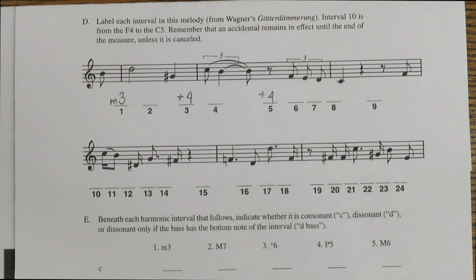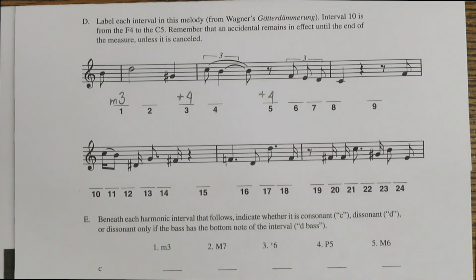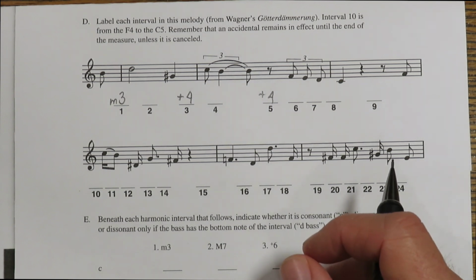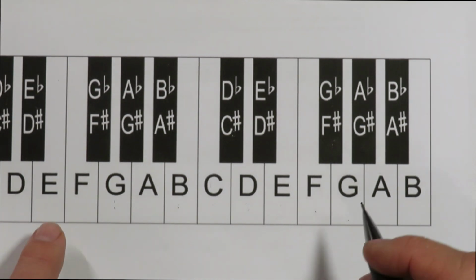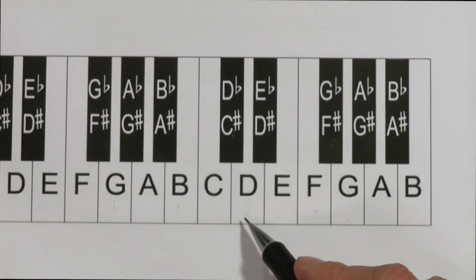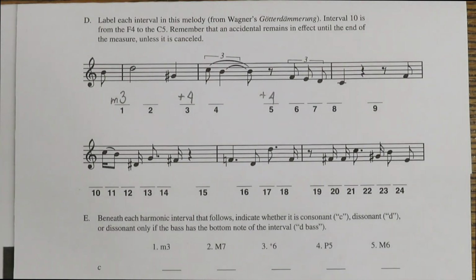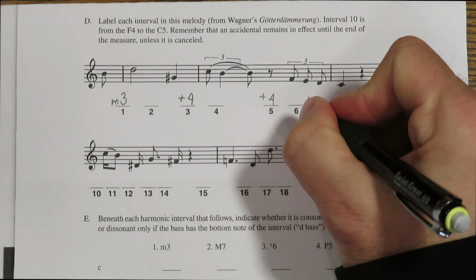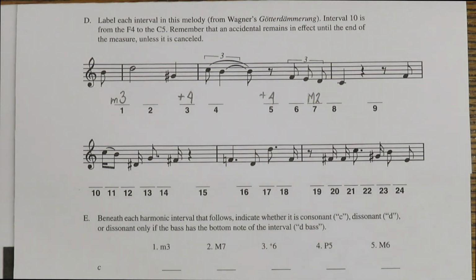All right. And let's see, we have E to D. Okay. Well, that's pretty easy. E to D is a whole step, right? So that must be a major interval. Major second. We'll put the uppercase M there. Okay.